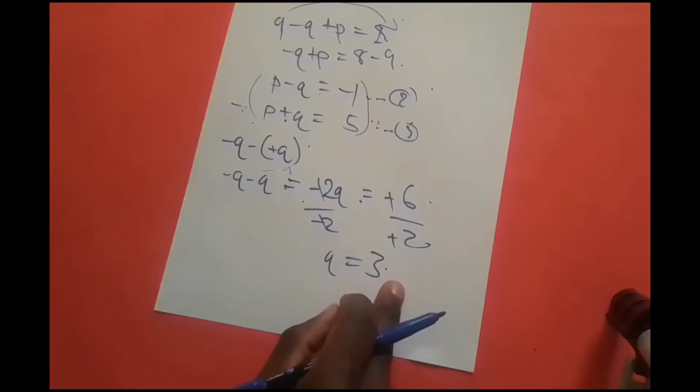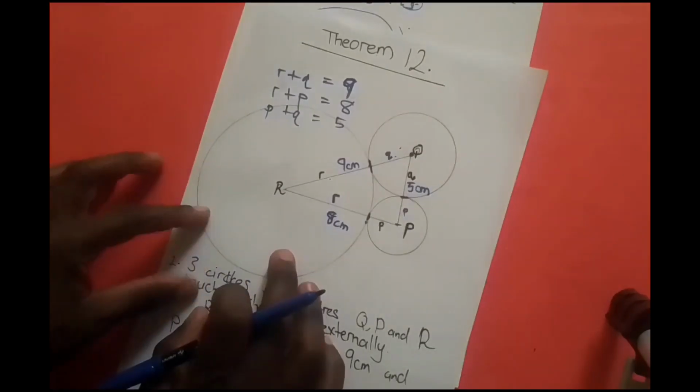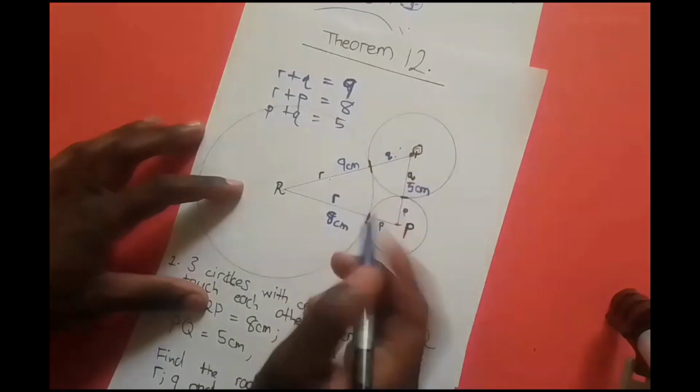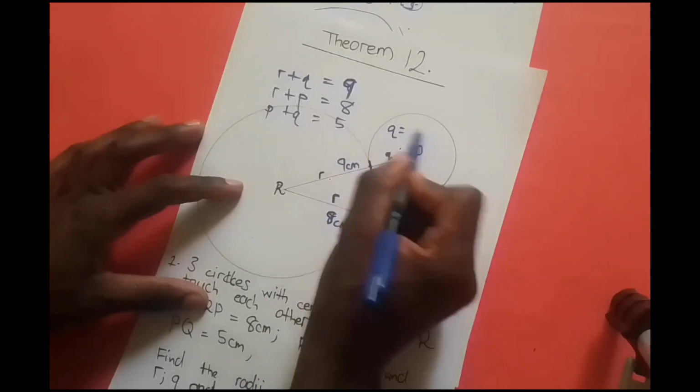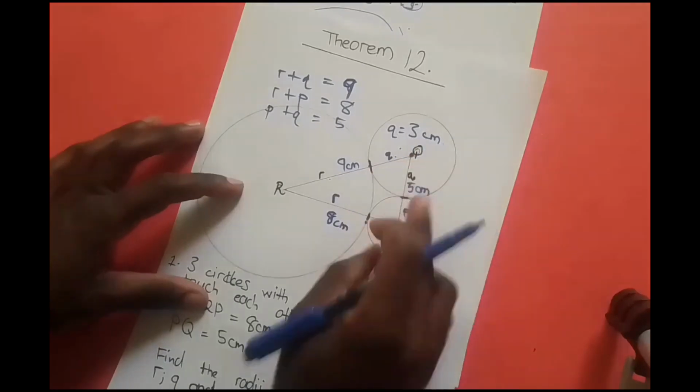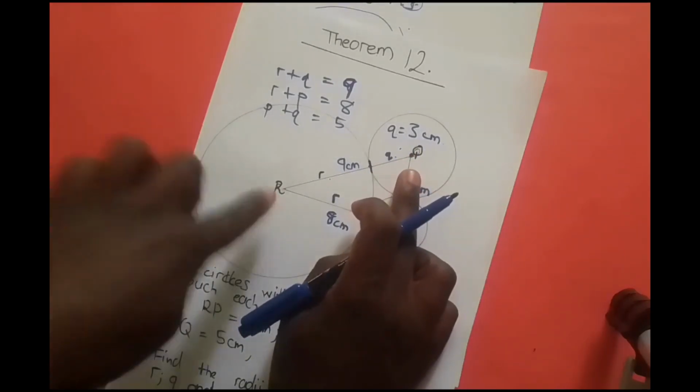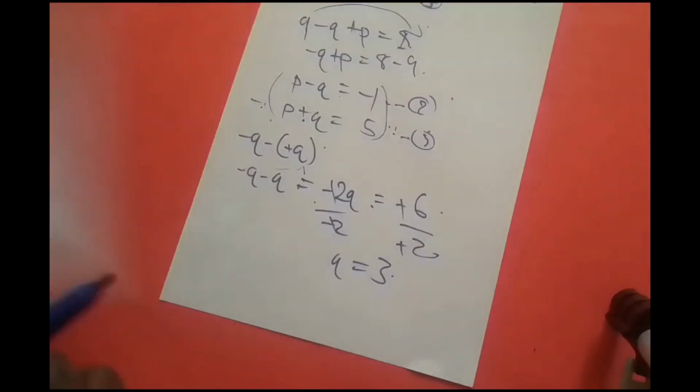If we go back to the diagram, where do we find q? The radius of this slightly bigger circle is 3 centimeters. Therefore, q is equal to 3 centimeters. That's the radius of this circle. But we're not done yet. We need to find the radius of this one and this one.